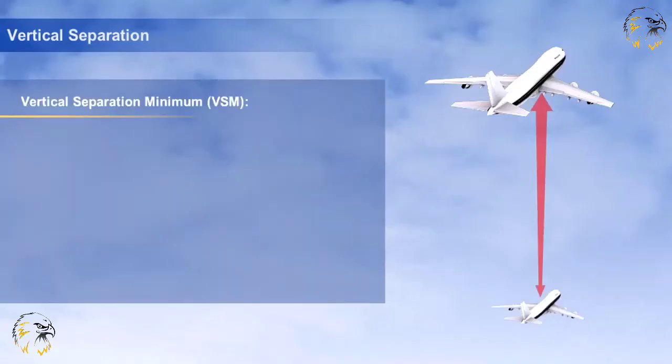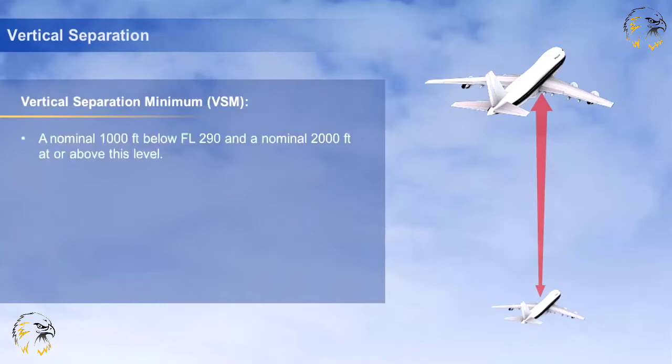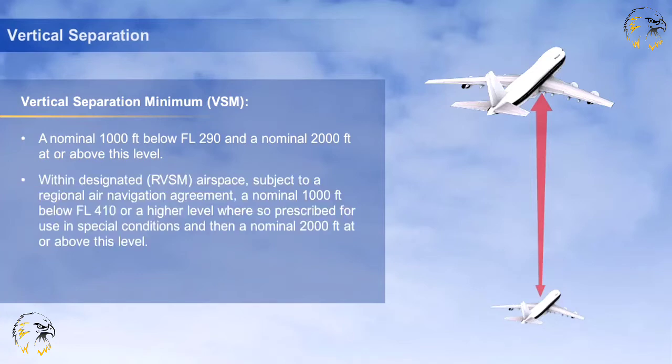The vertical separation minimum, VSM, is a nominal 1,000 feet below flight level 290 and a nominal 2,000 feet at or above this level, and within designated airspace, subject to a regional air navigation agreement, a nominal 1,000 feet below flight level 410, or a higher level where so prescribed for use in special conditions, and then a nominal 2,000 feet at or above this level.